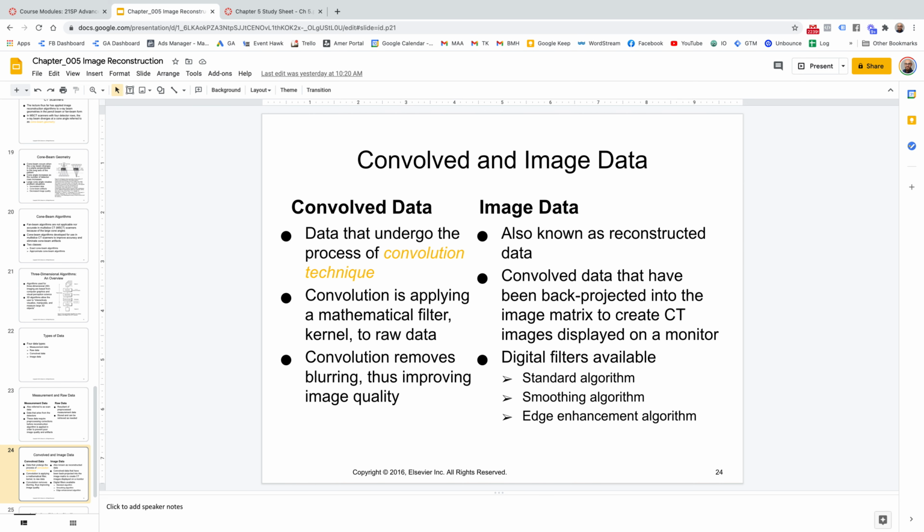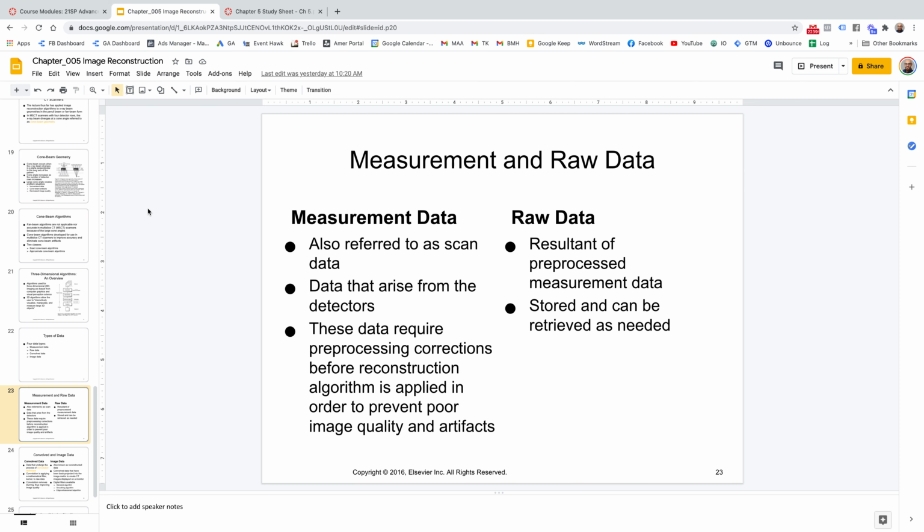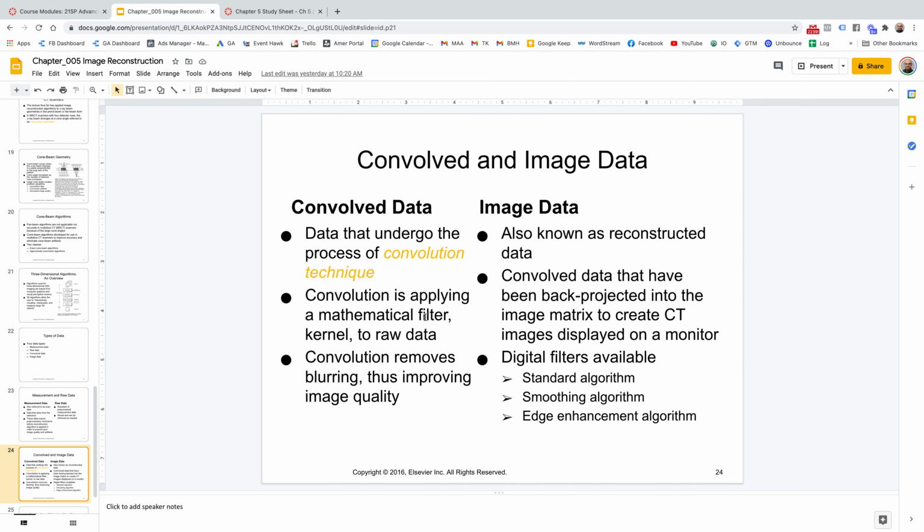Convolved data is the data that goes through the convolution technique. Convolution is applying the mathematical filter kernel to the raw data. Or we said convolution, convolved always talks about filters. So we said measurement data comes straight from the detector. Once it's pre-processed, it becomes raw data. Once a filter or a kernel is applied to the raw data, it becomes convolved data. And basically what that does is it removes blurring and it improves image quality. And once this data is reconstructed, it becomes image data.